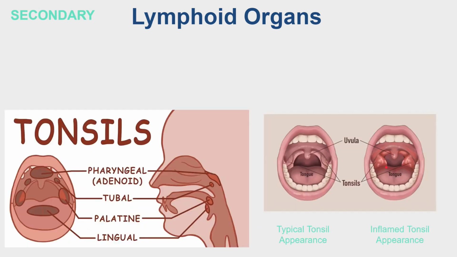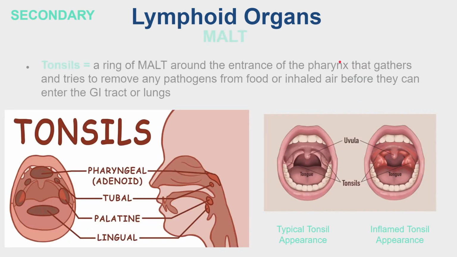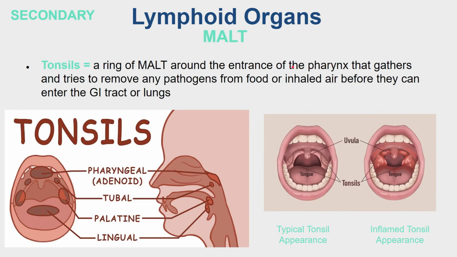I appreciate it's getting really long now. Okay. So your tonsils are a ring of MALT around the entrance of your pharynx, so the entrance of your throat. So it's going to gather and try to remove any pathogens from your food or any air before it can get to your GI tract or lungs. You've got several different types of tonsils. These are concentrations of that lymphoid tissue.